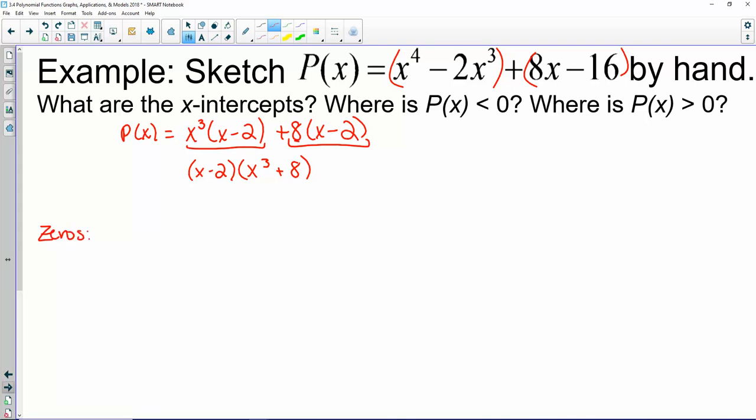So x-intercepts. What would make x minus 2 equal 0? Positive 2. Okay, x cubed plus 8. So if you set that equal to 0, we get negative 2. Technically, we could use the sum of cubes formula to factor that, but we are able to just find our zero from here, so that's okay.